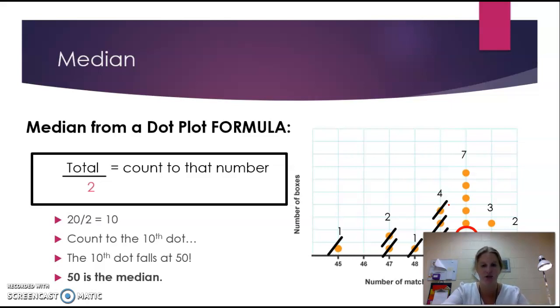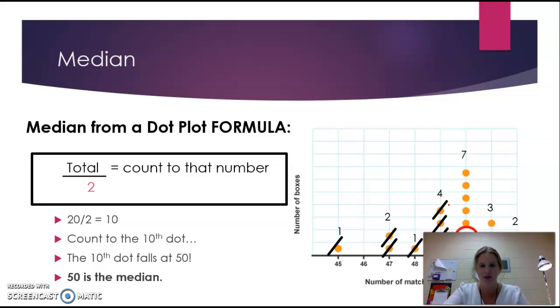So, 2 ways to find a median from a dot plot. You can do the traditional crossing-out method until you get down to the middle number, or you can use the formula: take the total, cut it in half, and count to that number. Again, I'm going fast, but you have the ability to pause, so please be pausing and jotting things down.